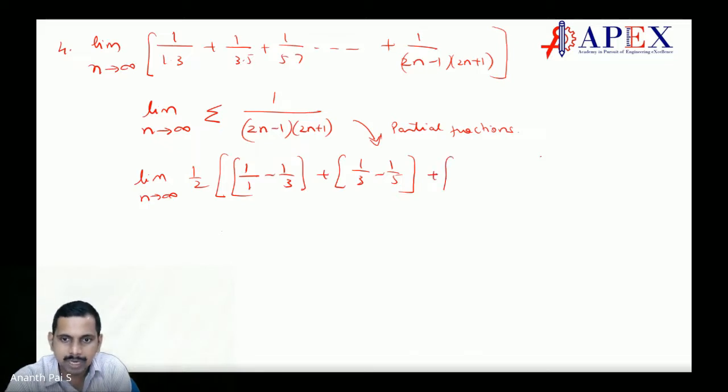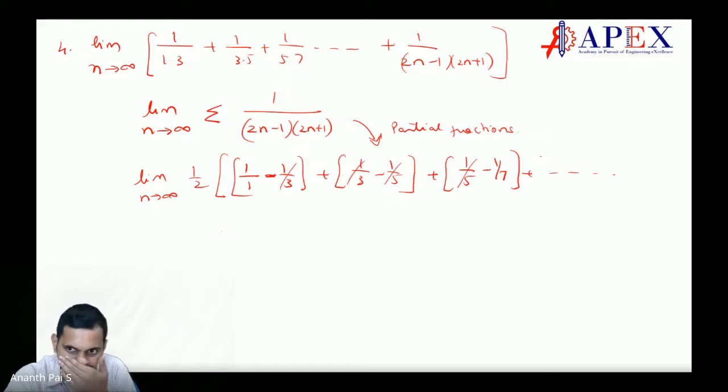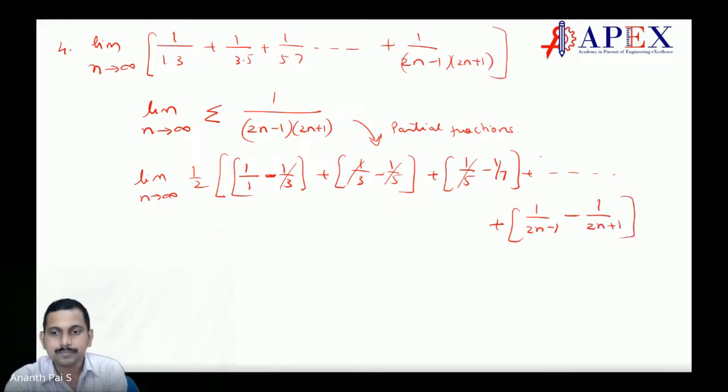Plus we have 1 by 5 minus 1 by 7, plus so on. Now observe here, minus 1 by 3 and plus 1 by 3 cancels. Minus 1 by 5 plus 1 by 5 cancels. Like that when you go at the end, what remains here? Plus 1 by 2n minus 1, minus 1 by 2n plus 1. This remains, correct? When we go in this fashion, this remains. So when this remains, this will cut with the other one. So what remains is minus 1 by 2n plus 1, correct?